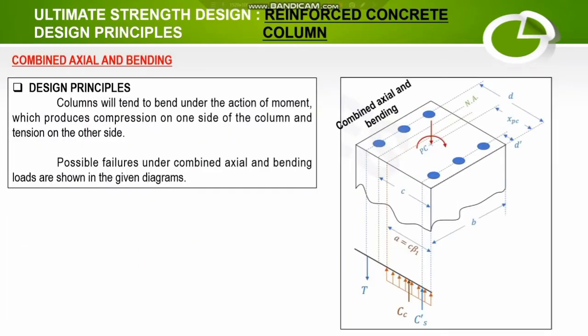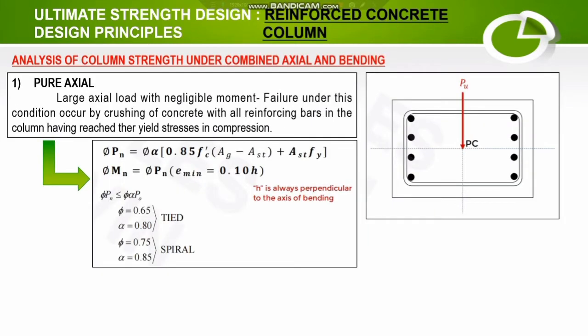For the combined axial and bending, the design principle is that columns will tend to bend under the action of moment, which produces compression on one side of the column and tension on the other side. Possible failures under combined axial and bending loads are shown in the given diagrams. In this diagram, the column is subjected to an axial load and a bending moment. For the analysis of column strength under combined axial and bending, the column may be subjected to possible failures due to the various kinds of loads induced into the column.